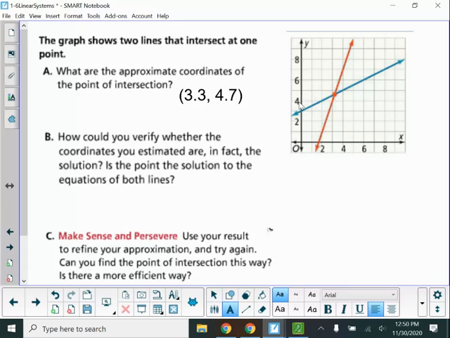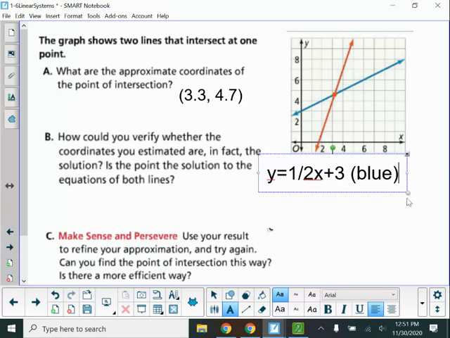My slope is up 1 and over 2. So for the blue line, I'm going to have y equals 1/2 x plus 3. So that's going to be for the blue line.